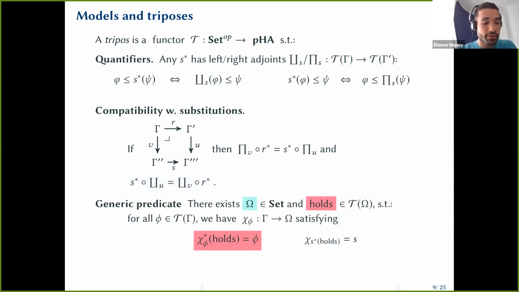And the last thing is the existence, and it's very important, of what is called a generic predicate, which means you have a distinguished set of propositions, and you have in the image of the set of propositions a predicate, a generic predicate, which is called holds. And this allows you to internalize in the tripos, in the set of propositions, the truth values and the predicates. So it is thanks to this that triposes define models not only for first order logic, but for higher order logic. So that's the definition of a tripos.